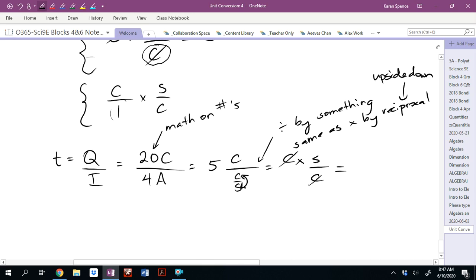Now I have coulombs on the top and coulombs on the bottom, and those cancel. I forgot my number. Oops, 5. And so we end up with 5 seconds as our final answer there.